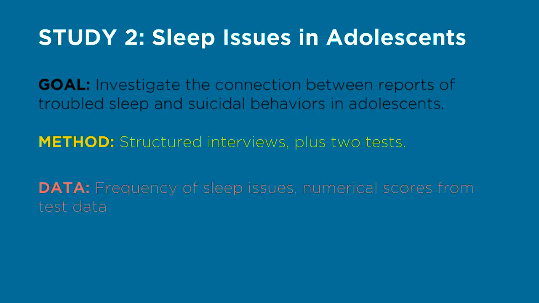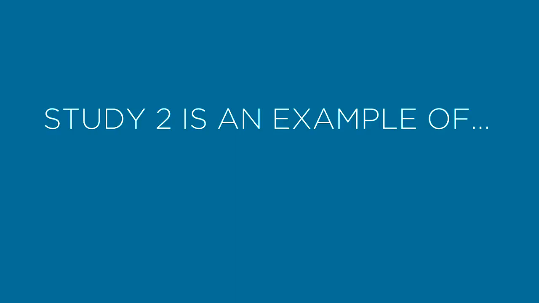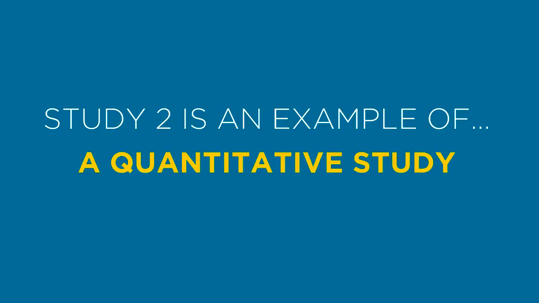The data consisted of frequency of sleep issues from the interviews, as well as a numerical score for the 2 scales. The researchers used statistical analysis to analyze the data and presented the information about the correlation between variables using tables. This is an example of a quantitative study.